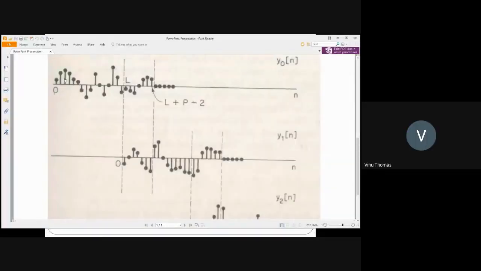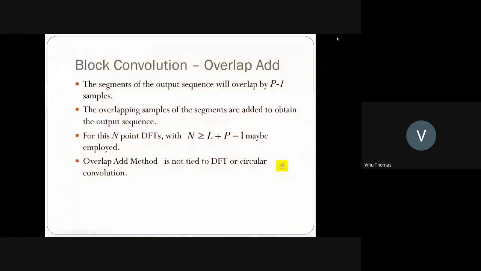Why is it called overlap add? Can you make a guess? Because in this method, for each y of n, the overlapping samples are taken and then they are added. That's the only reason. The overlapping samples are added. That's the only answer that I need. Therefore, we call this overlap add.